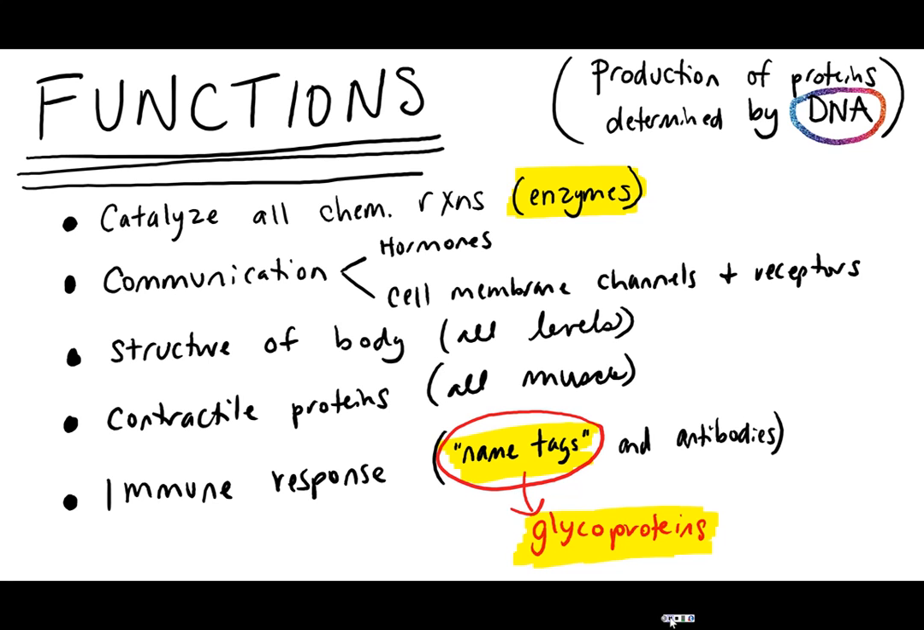The other type of protein that we'll mention here specifically is the glycoprotein. And these are the proteins that are on the cell membrane acting as those little name tags. So again, this is how your immune cells recognize which cells belong to you and which cells are foreign or pathogens that need to be attacked.